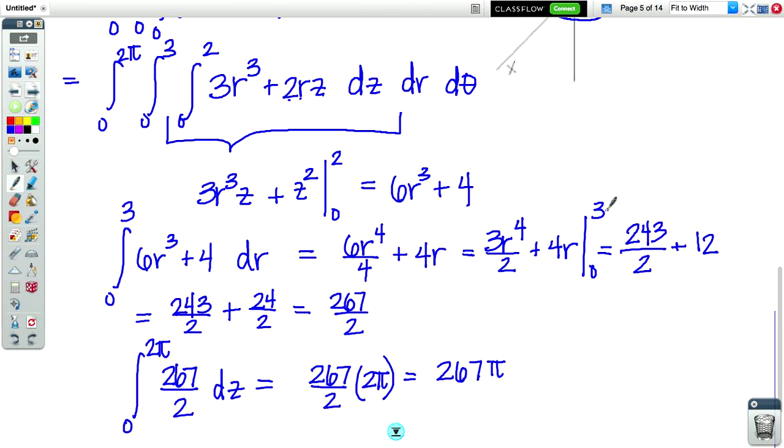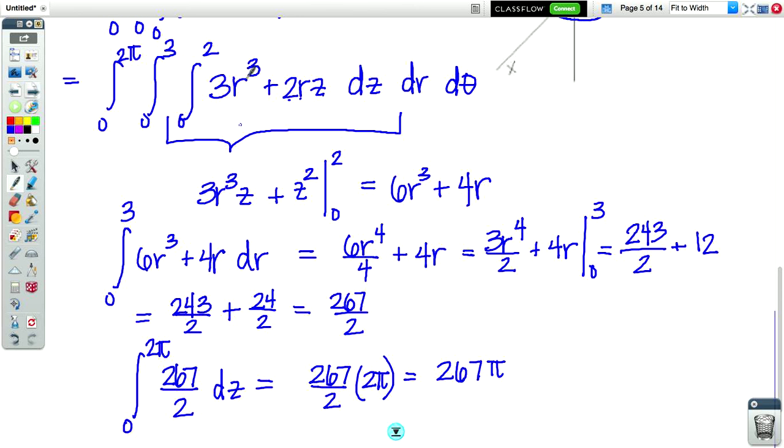3 to the 4th really is 81, correct? 81. And then times 3 is 243, so this is right. Over 2. And I divided by 2 there and divided by 2 there. Okay. So let me see what I'm doing wrong here. And this was 6r cubed plus, oh, because I dropped the r. That's why. This should be 4r.